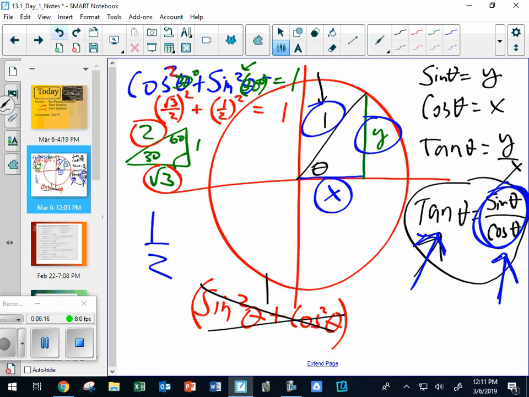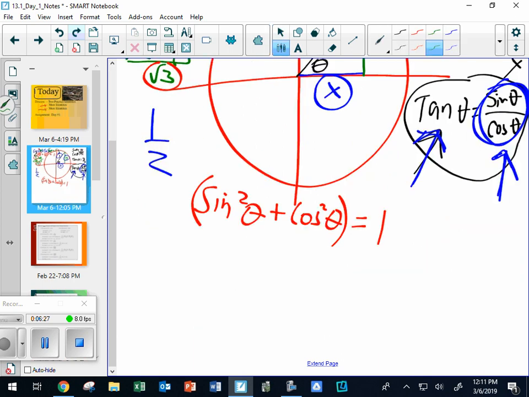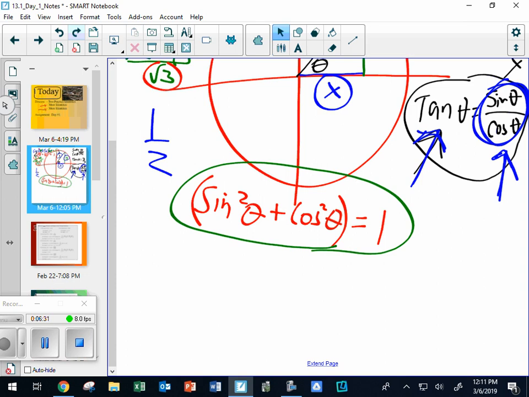So there is another one of your identities. I'll make it really clear for the people at home. That equals 1. And there is identity number 2: sine squared plus cosine squared equals 1. And what did it come from? x squared plus y squared equals 1, and sine is y, and cosine is x. Okay, all right, so then here's the next one.